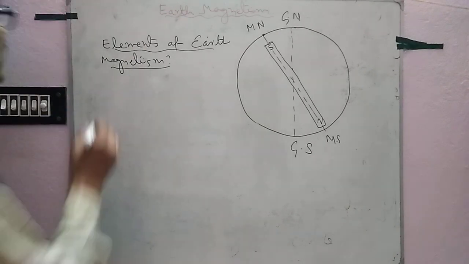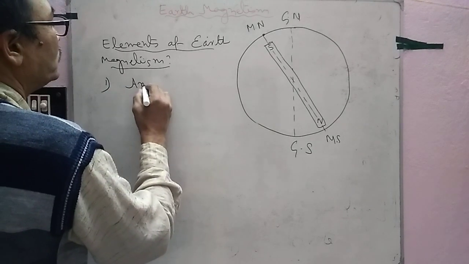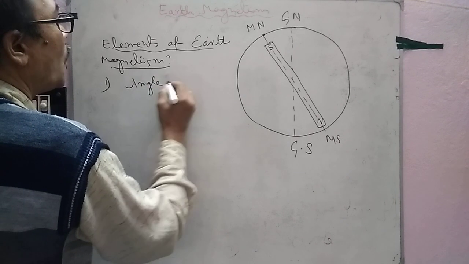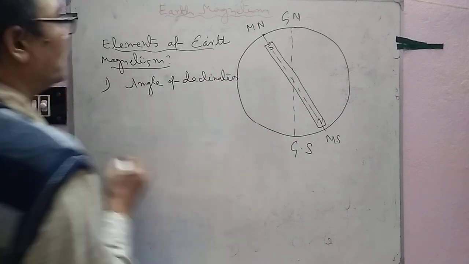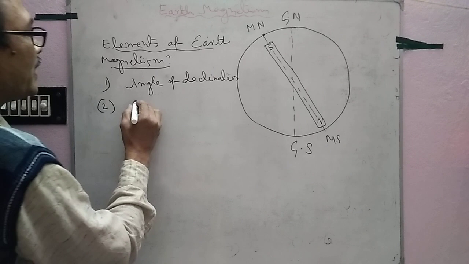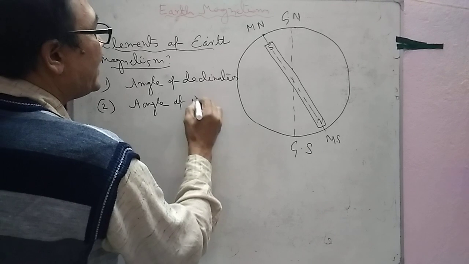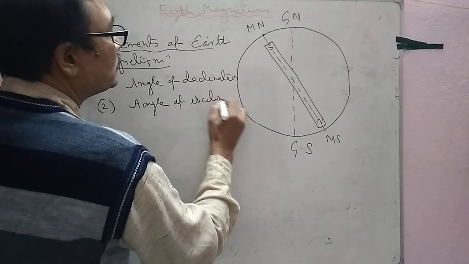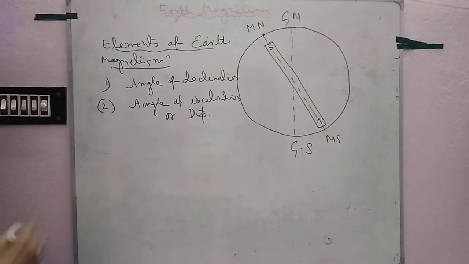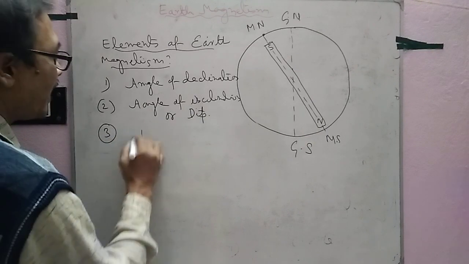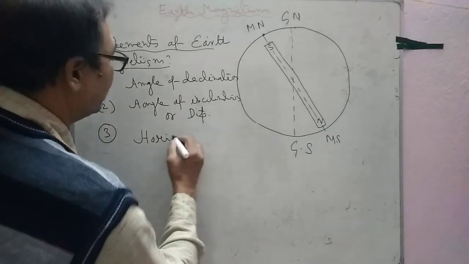There are 3 types of elements. Number 1, angle of declination. Number 2, angle of inclination or dip, angle of dip. Number 3, horizontal component of Earth magnetism.